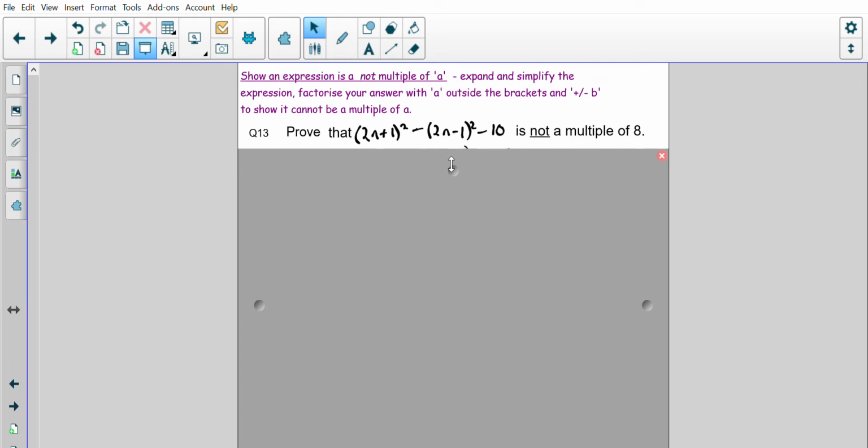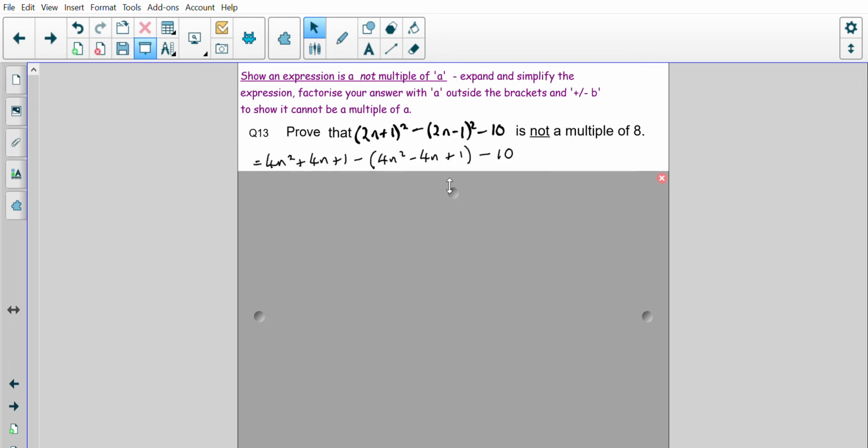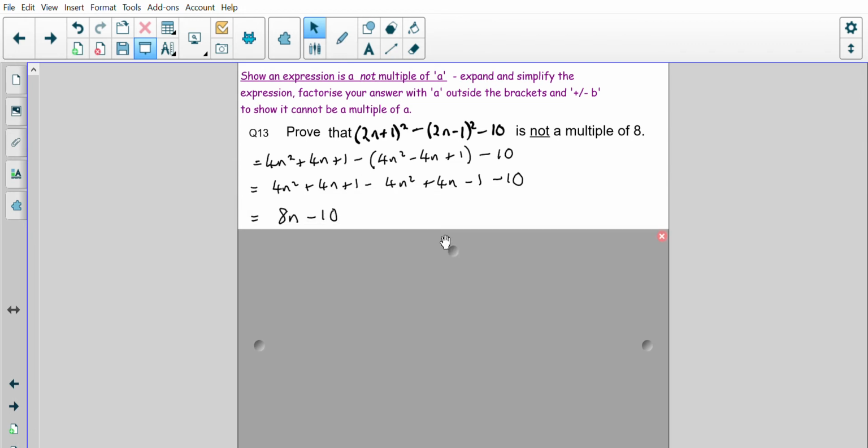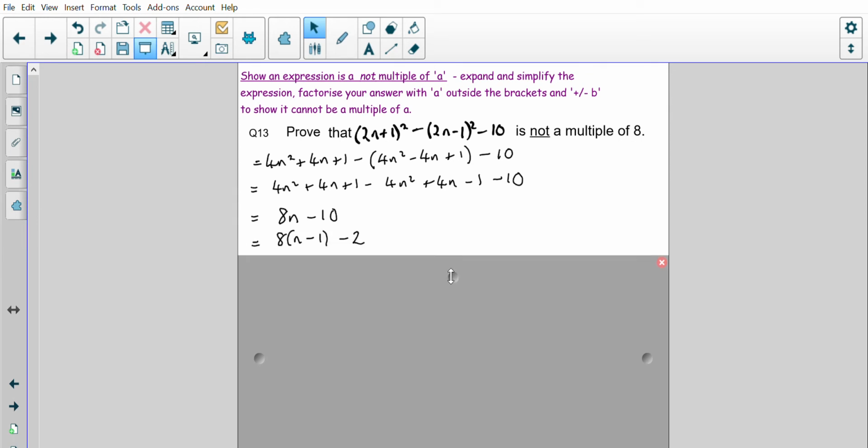So we're proving this expression is not a multiple of 8. So we're going to expand everything again and simplify, taking care with the signs because we've got the minus outside the bracket. And we get 8n minus 10. So what we can do here is we can factorise 8n minus 10 by taking out a factor of 8, but we can't take out a factor of 8 of the 10.